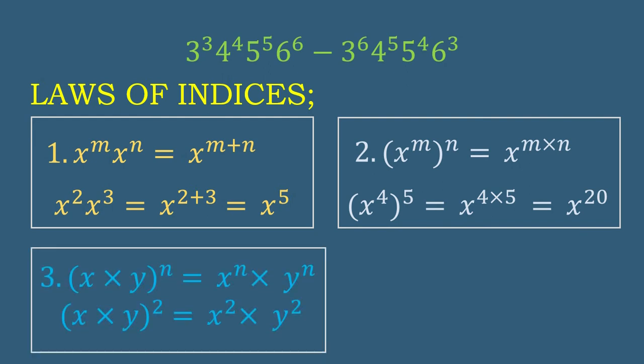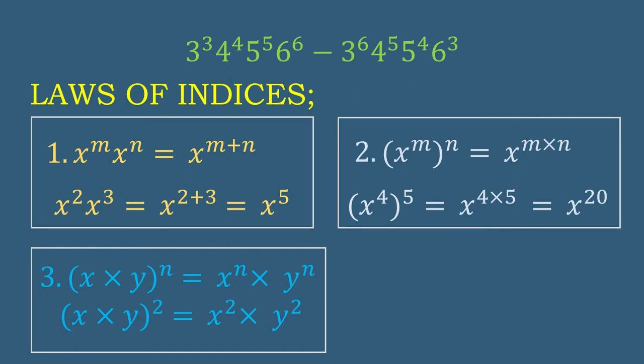In number 3, x times y as a whole to the power n is equal to x to the power n times y to the power n. For example, x times y as a whole to the power 2 is equal to x to the power 2 times y to the power 2.